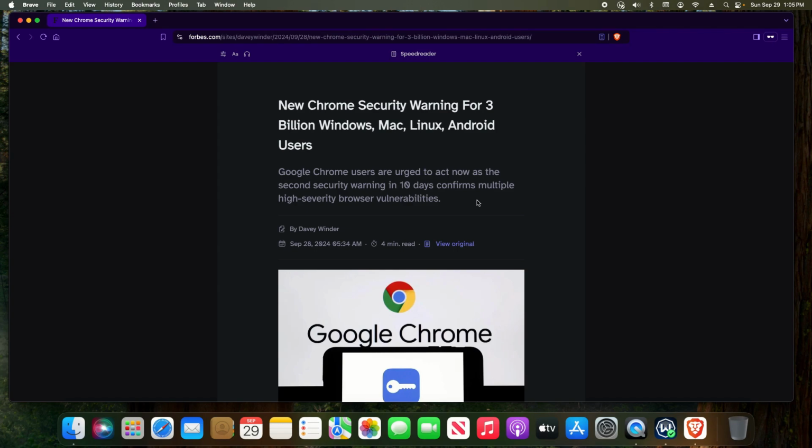And so again, I plead with everyone to please keep your software up to date: your browsers, all your applications, your operating system, your drivers, your firmware. It's important across the board.